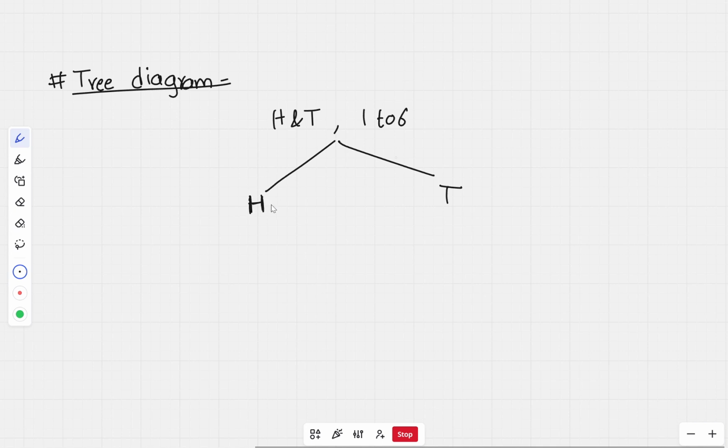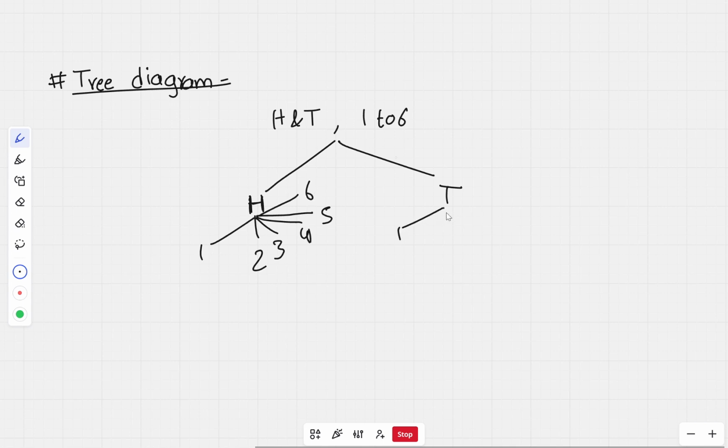Now let's take for example, we got heads, followed by the coin flip, then the rolling of dice. Now we got heads and we roll the dice. So for example, we got 1. So this is how it moves on. This is one possibility. For other possibilities, we can take heads and 2, 3, 4, 5 and 6.